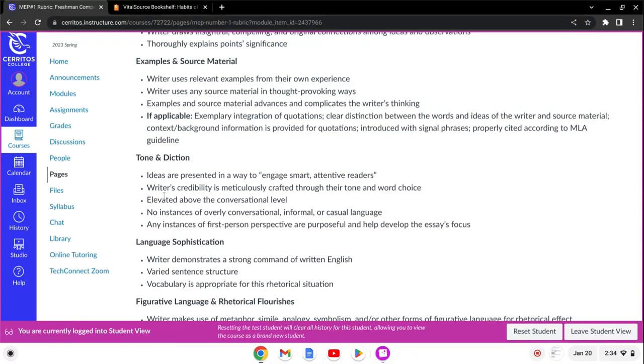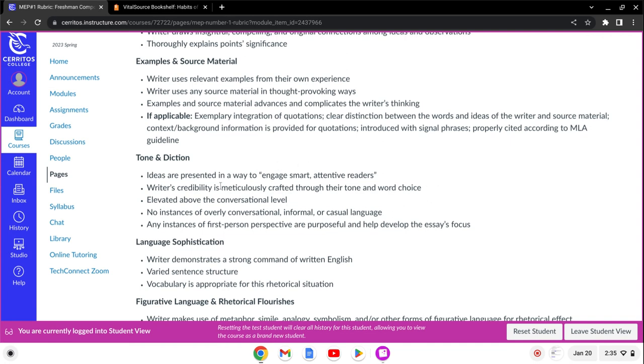Your credibility as a writer is meticulously crafted through your tone and word choice. So your credibility is how trustworthy you are as a writer. Do your readers actually care what you have to say, for example? Do they believe what you have to say? Are you presenting your ideas in such a way where you're being respectful of your audience? All of those things are important to help build your credibility, and so you need to meticulously craft it. So paying close attention to the vibe that you create and the word choice that you use.